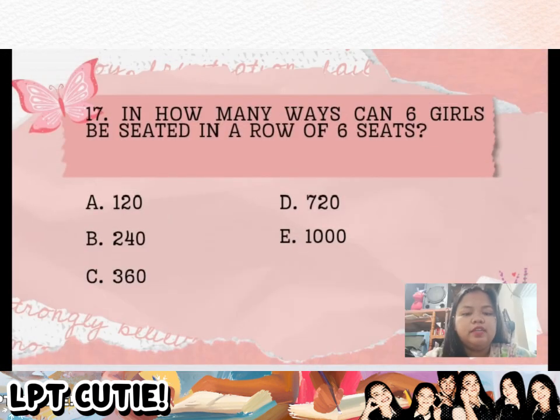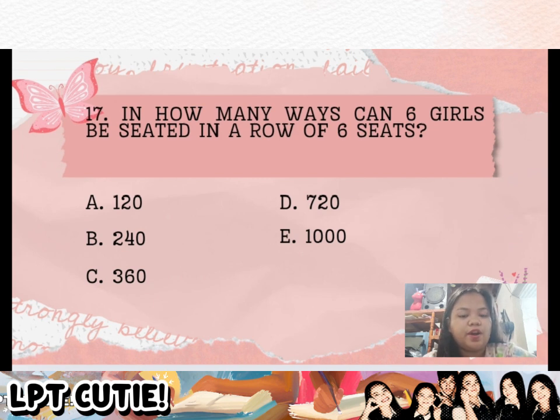Okay, number 17. In how many ways can 6 girls be seated in a row of 6 seats? Is it letter A, 120, letter B, 240, C, 360, letter D, 720, or letter E, 1000?